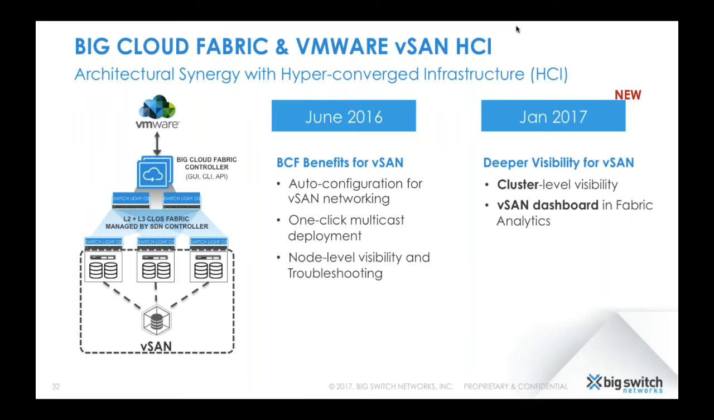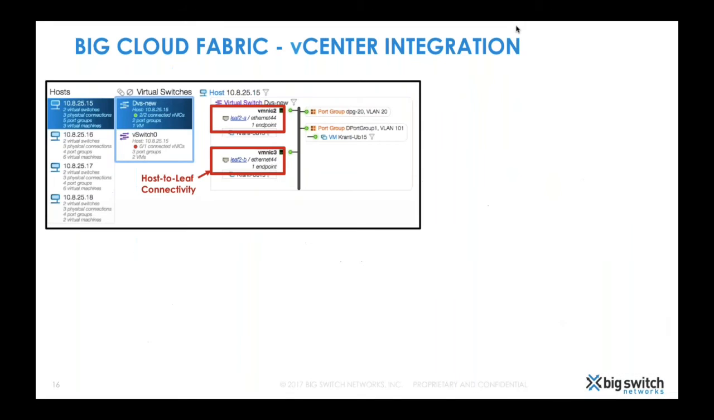And now we're bringing cluster-level visibility and a very dedicated vSAN dashboard right into the SDN controller through API integration, so that network admins have visibility to not just the VMs and the virtual switches and the vMotion events, but also storage capabilities, specifically cluster-level information. So how does this work? How does this intent-based networking translate into the actual operational workflow? Here are some examples that we will walk through.